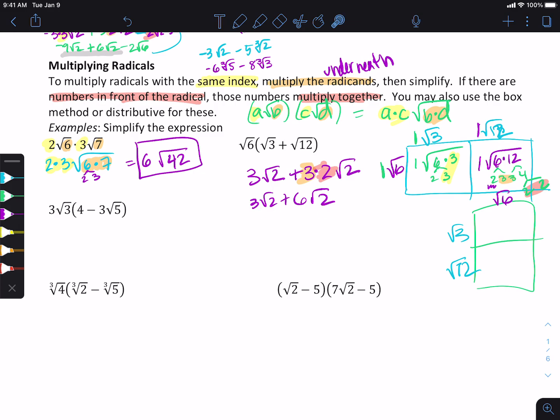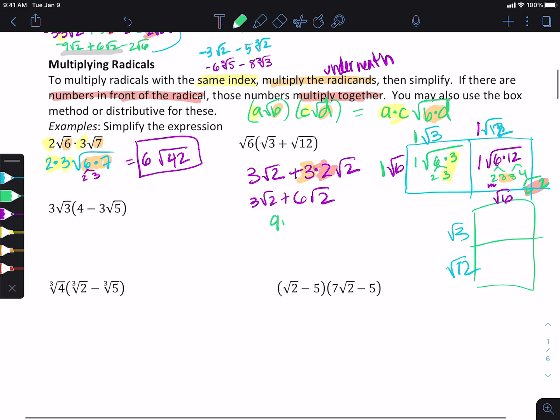So once we finish multiplying and simplifying our radicals, you need to check and see, are they like terms? So we've got the 3 and the 6 are like terms. Sorry, they're both square roots with 2's underneath, so they're like terms. So we're going to add the 3 and the 6. So then that gives us 9 root 2's.